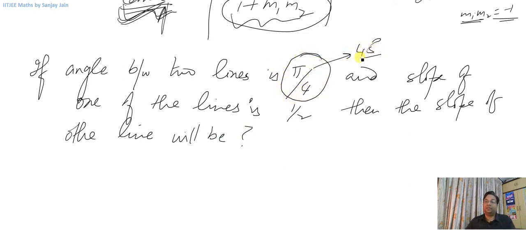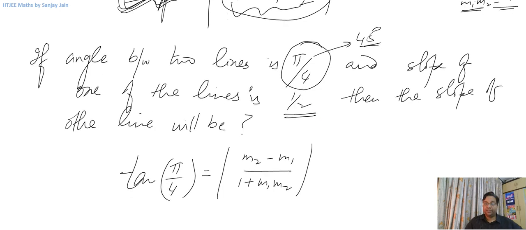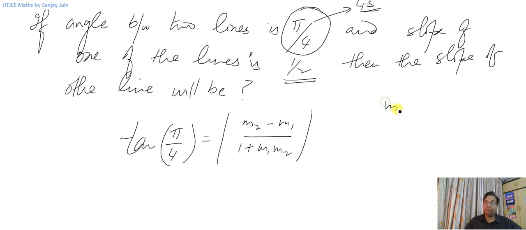Now we know that the angle between two lines is given as pi by 4, which is an acute angle, right? So let me write tan of the angle between two lines, which we know is mod of (m2 minus m1) divided by (1 plus m1 m2), where m1 and m2 are taken as the slopes of these two lines. We know that one of the slopes is 1 by 2, so let us say m2 is 1 by 2. Okay, so we need to find m1 here.